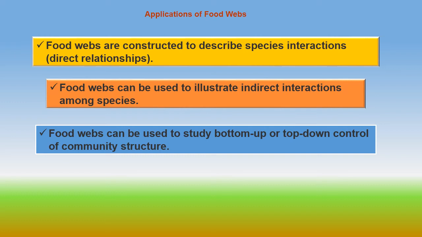One more application of the food web is that food webs can be used to study bottom-up or top-down control of the community structure. These food webs illustrate energy flow from primary producers to primary consumers, that is herbivores, and from primary consumers to secondary consumers, that is carnivores. The structure of the food web suggests that productivity and abundance of populations at any given trophic level are controlled by productivity and abundance of the population in the trophic level below them. This phenomenon is called bottom-up control.